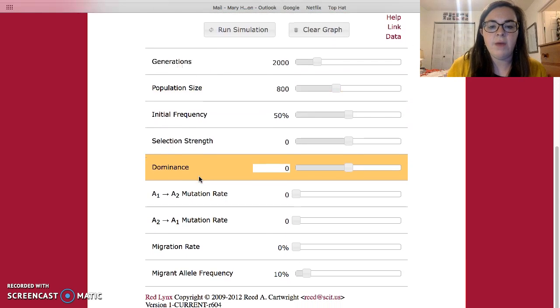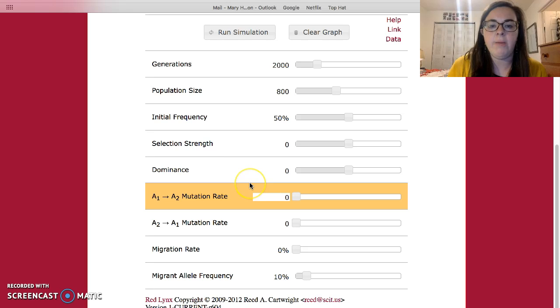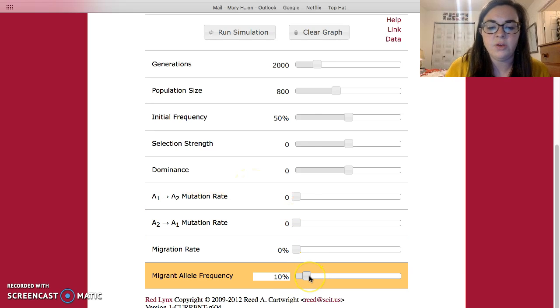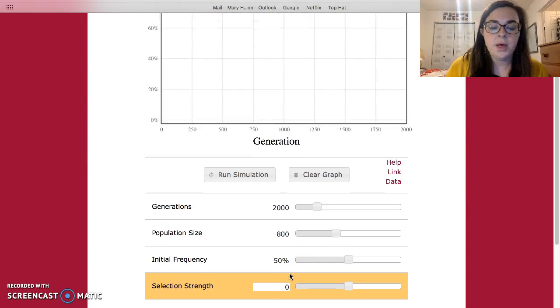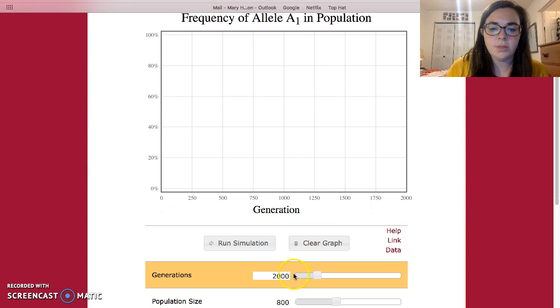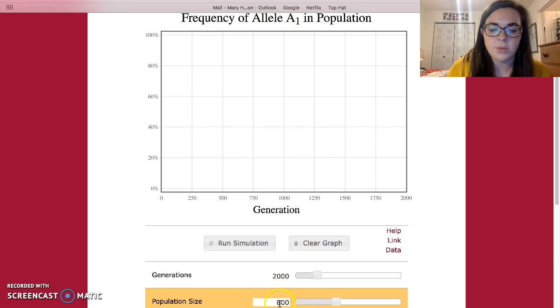So you have a lot of values to adjust down at the bottom, and if you'll remember our parameters for genetic drift, the migration rates are low. So we're just going to be using ideal conditions. So we're going to drag that down to 0 to work with genetic drift. So some of the numbers that we're familiar with, I'm going to start with the smaller numbers.